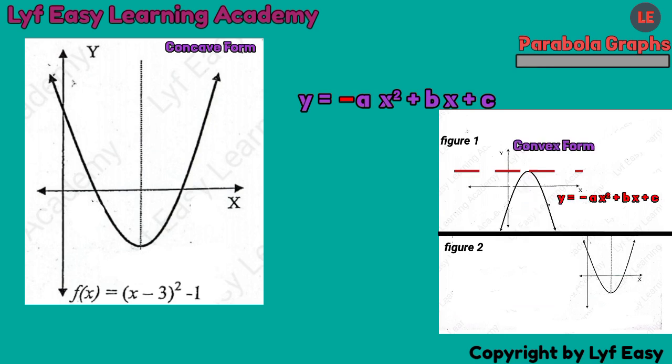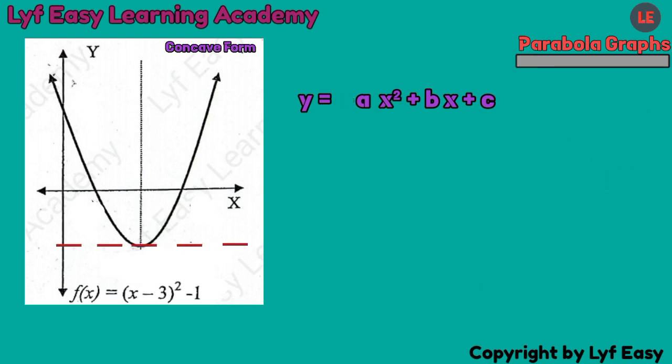In that case we say this a is less than 0. But if this a is positive, that means the graph will face upwards or will open upwards, taking concave form or shape. In that case we say this a is greater than 0. Because on this sketch the graph faces upwards, that means this a of its equation is positive.